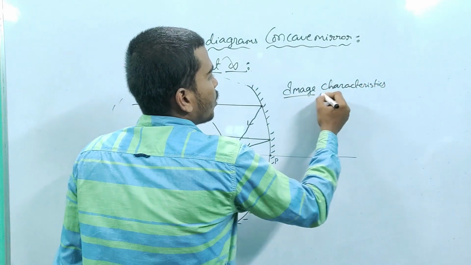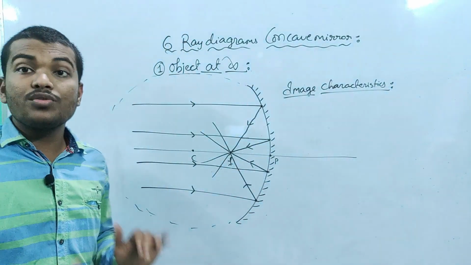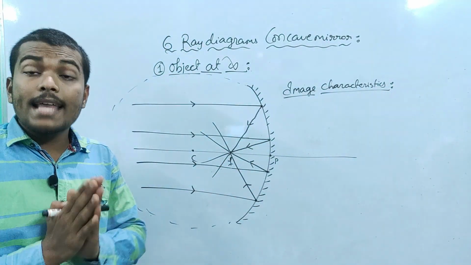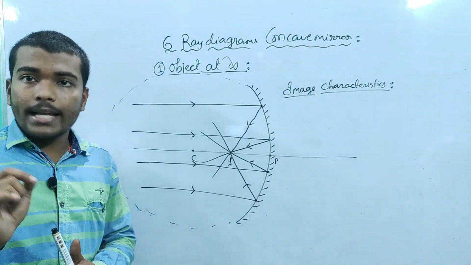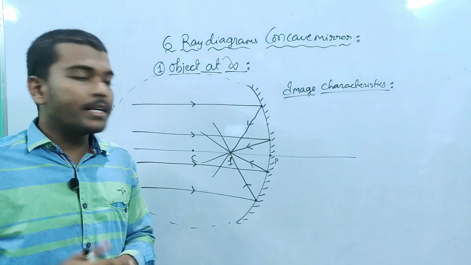So you'll ask me, what are the image characteristics? The first one, whether it is real or virtual, how we are going to know? There can be one star mark point to be written. Please pause the video if you are going to write it.